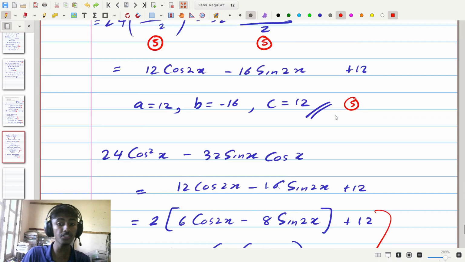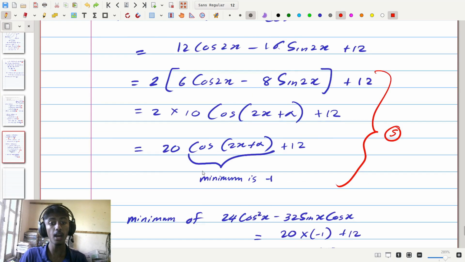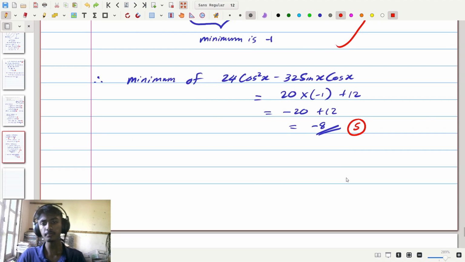And when you use this equation and do this substitution and simplify this expression down to this expression 20 times cosine of 2x plus alpha plus 12 and find that the minimum is equal to -1, you get 5 marks. And when you substitute this minimum of -1 to this expression and get 20 times -1 plus 12 and finally get the final answer of -8, you get a final 5 marks for that. And with that, our discussion of this question is finished.